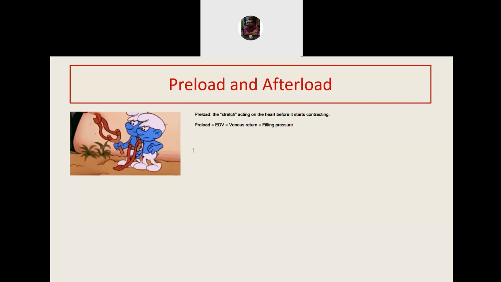Whereas, if we talk about afterload, afterload essentially is the resistance offered to the flowing blood. Now, as blood is flowing through the arteries and arterioles, it is the artery and arteriole that provide maximum resistance to the flowing blood. So it essentially refers to the total peripheral resistance, also known as the systemic peripheral resistance.